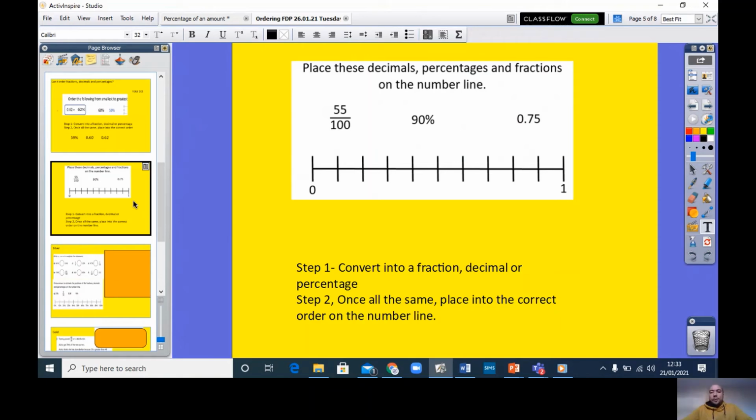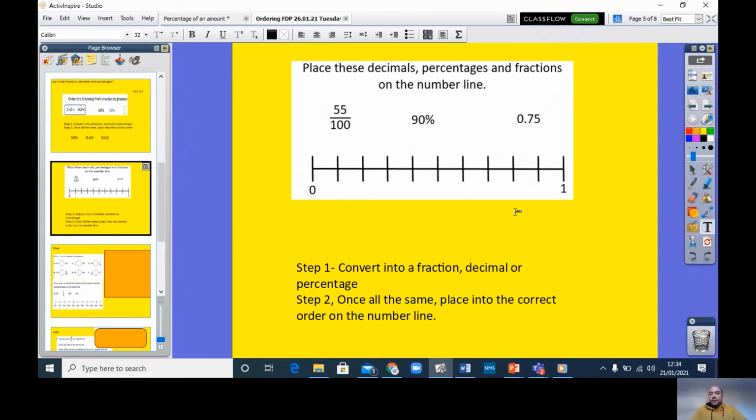Now, this is a different style of question where it asks you to place, and you'll see this a lot in your papers, fractions, decimals and percentages on a number line. So the information we have been given is 0 and 1. Then we've got 55 over 100, 90% and 0.75. So this time, because I've got 0 and 1 and I'm looking at in between, I'm going to convert it into decimals, and then I want you to have a go at drawing the number line and placing these numbers, percentages, fractions, on the number line.